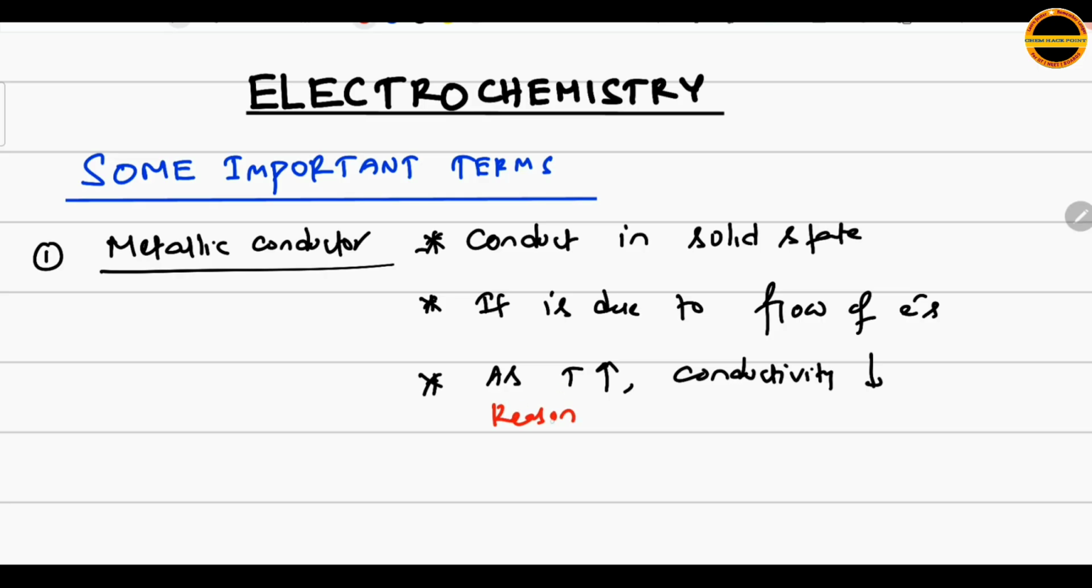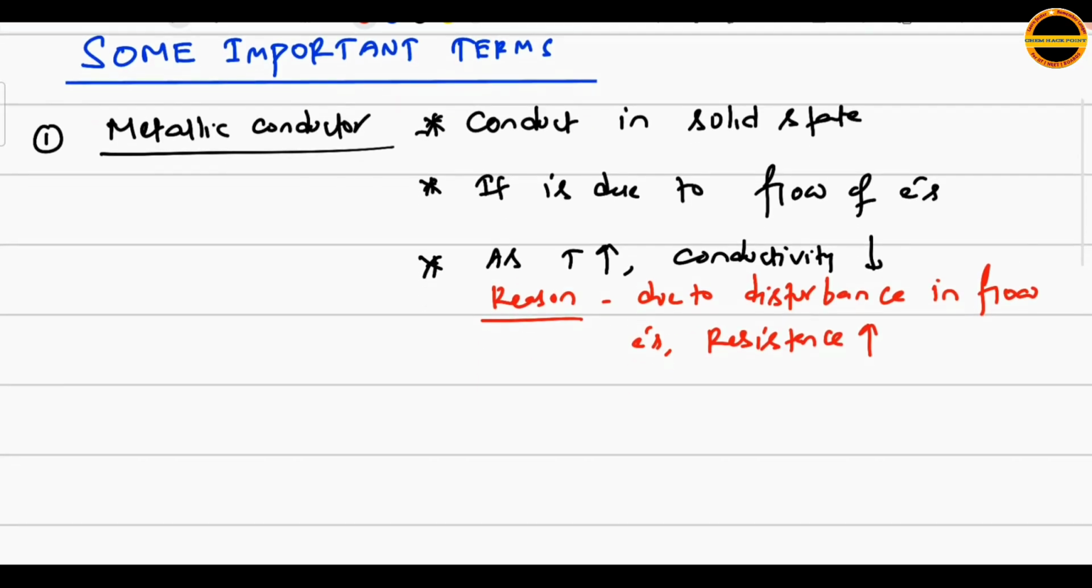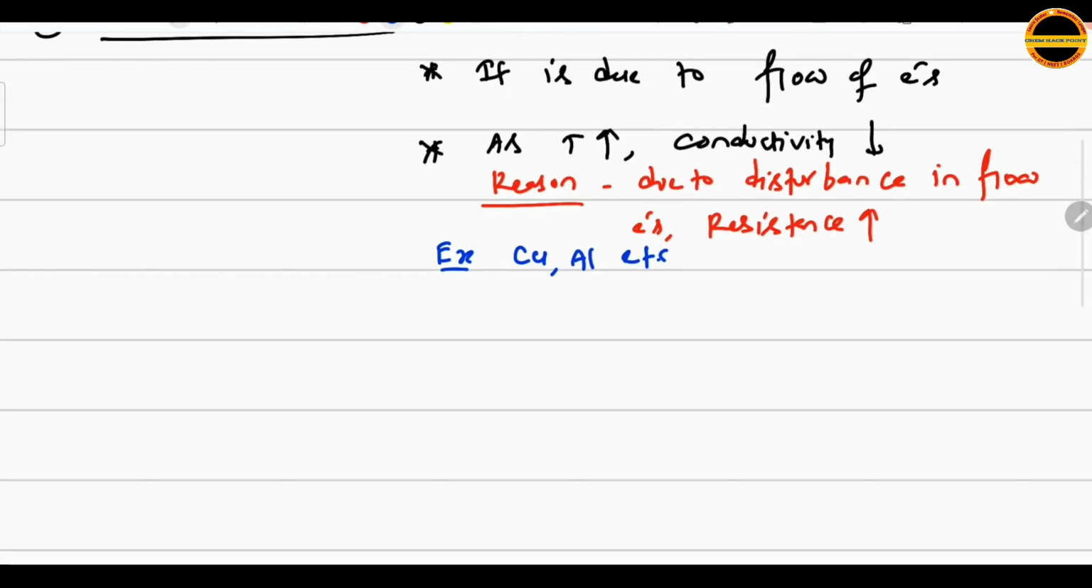The reason is disturbance in flow of electrons because of high temperature and vibrational movement. Due to disturbance in flow of electrons, resistance increases. Hence, metallic conductivity decreases. Examples we can consider are metal wires, copper, aluminium wires, etc. as metallic conductors.